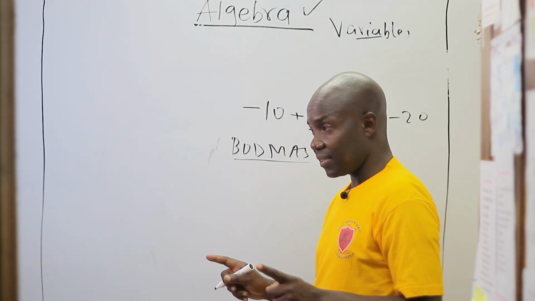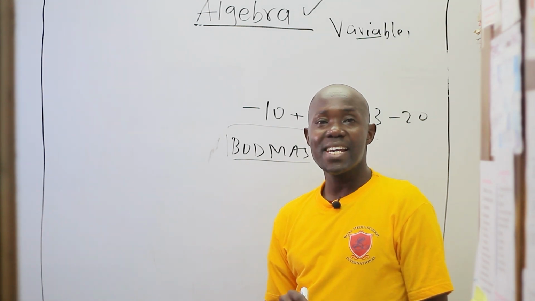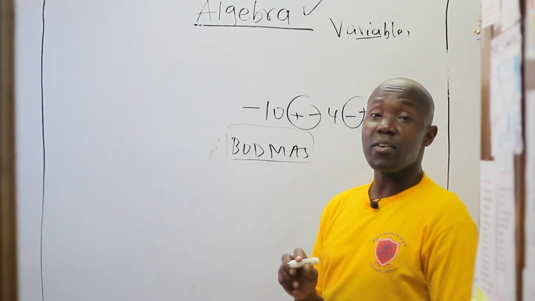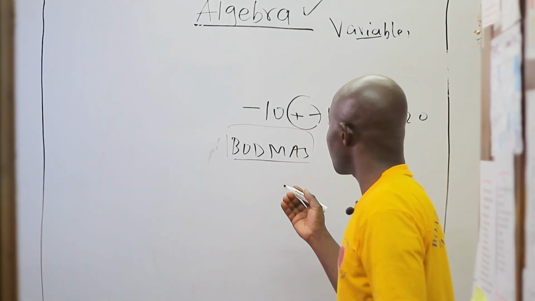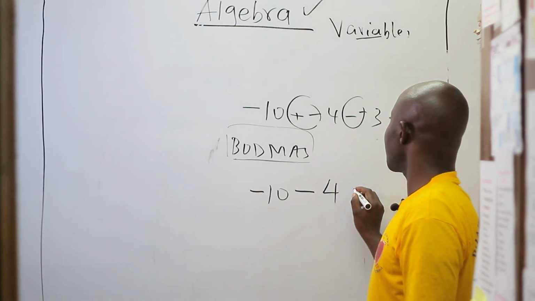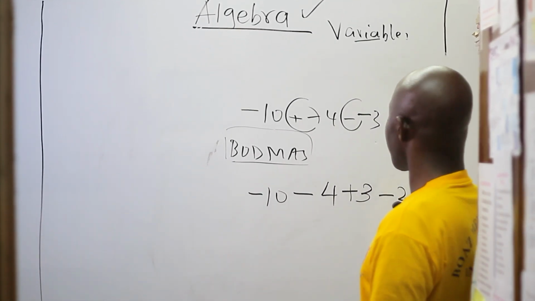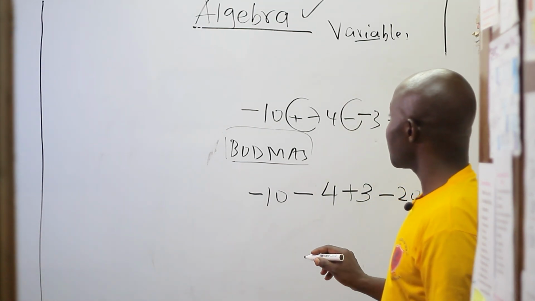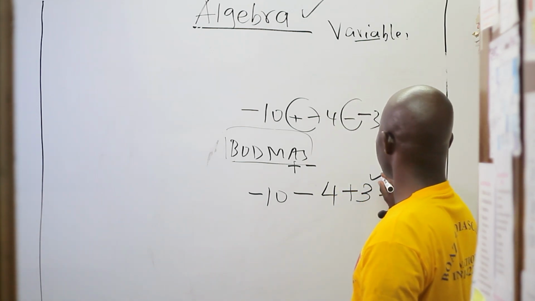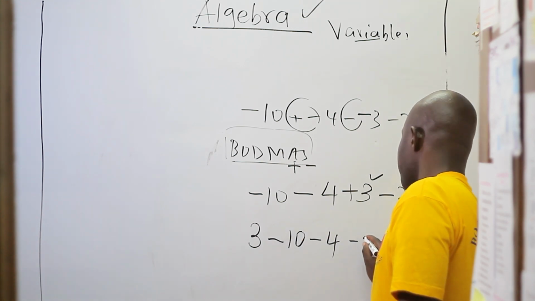So I have to begin with a 3. Everything else can come this side. So minus 10, minus 4, and minus 20.